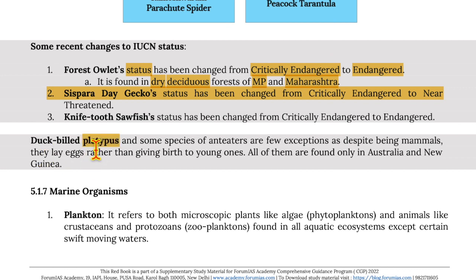Now duck-billed platypus and some species of anteaters are few exceptions, as despite being mammals, they lay eggs rather than giving birth to young ones. All of them are found in Australia and New Guinea.